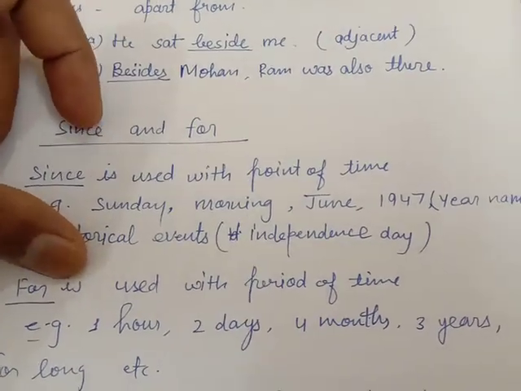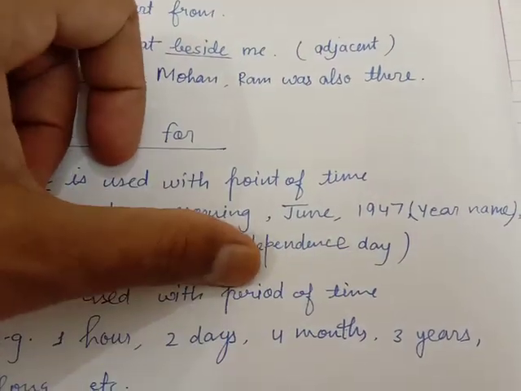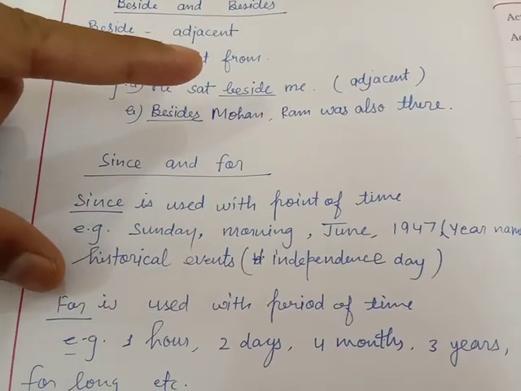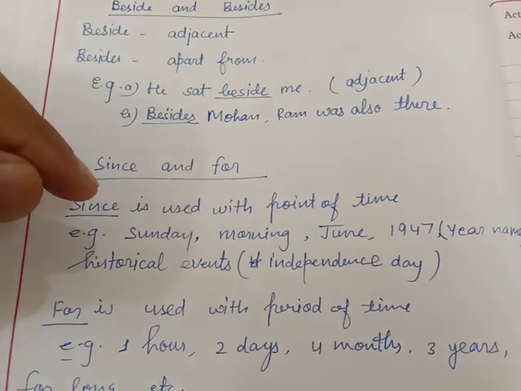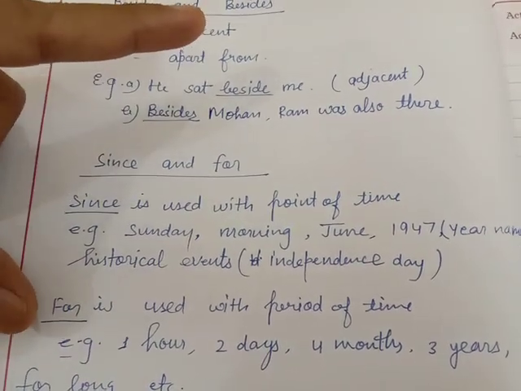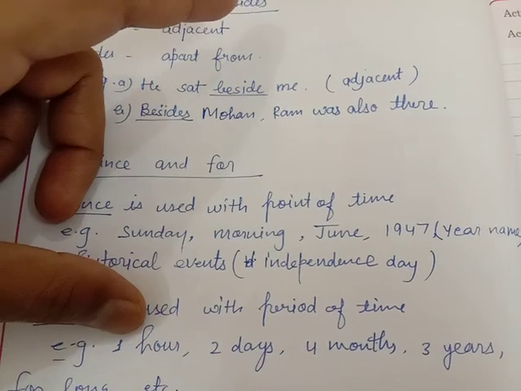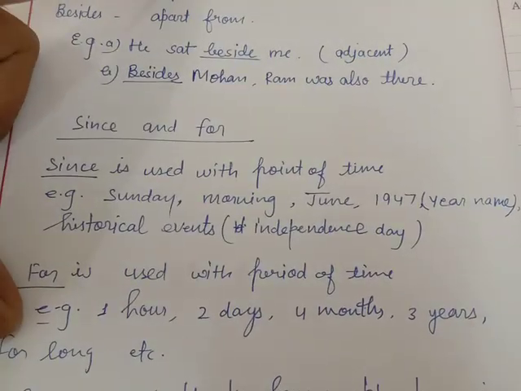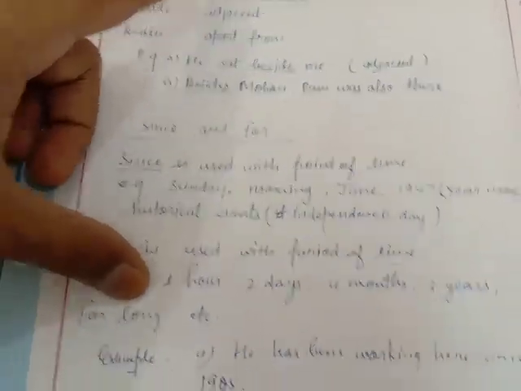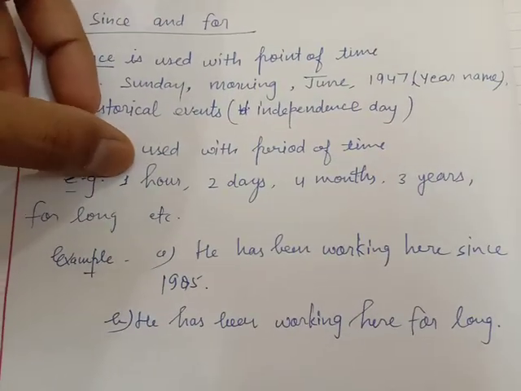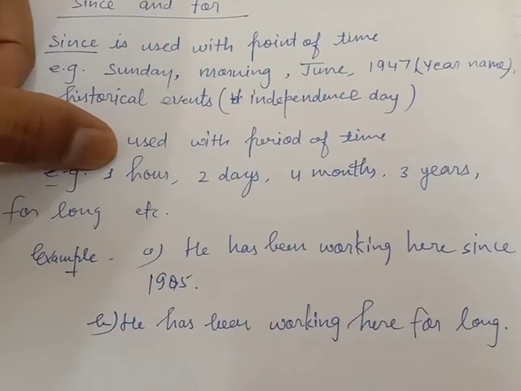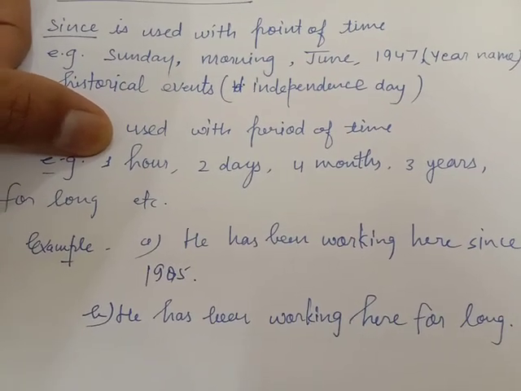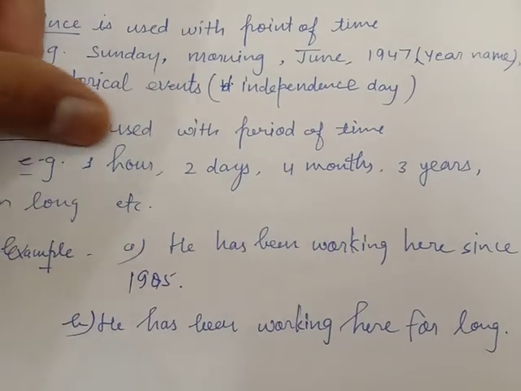And for is used with a period of time, that is, it will not have any kind of starting point. It will have a period of time such as 1 hour, 2 hours, 3 hours, 2 days, 4 days, 9 days, 4 months, 12 months, 1 year, 2 years, 3 years, for long, etc. No specific point of time is given here, because it does not have a starting point. It has a time span.